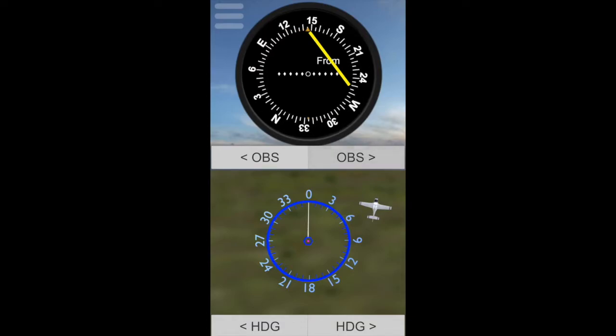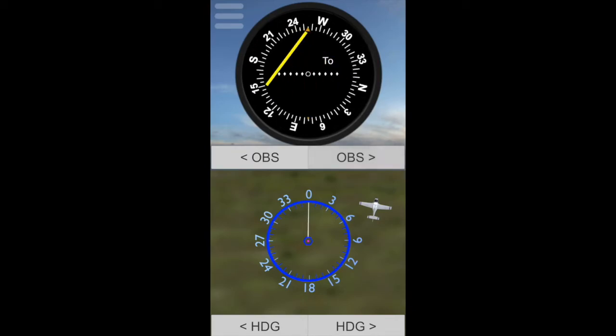As you can see here, look, I'm rotating the direction of the radials on top that I want to select, and we're going to use that to select a specific radial. And based on the location of the plane on the bottom half, the VOR station is in the center. That is the symbol of a VOR that you'd see on a map, right in the center, and this is where the aircraft is.